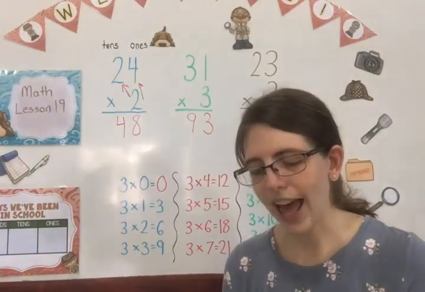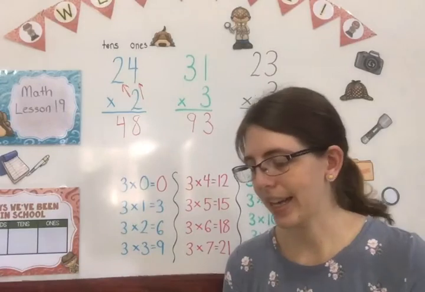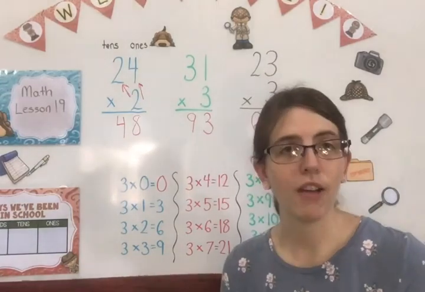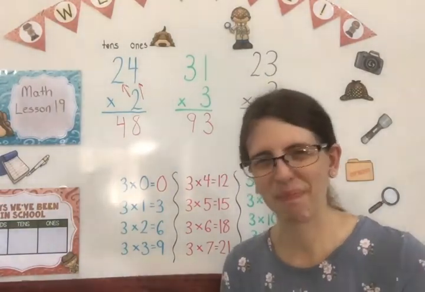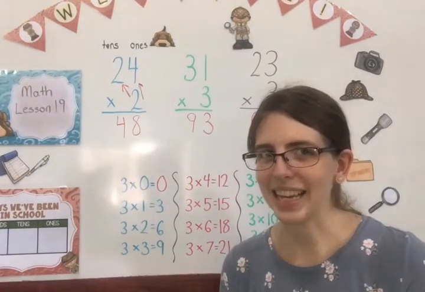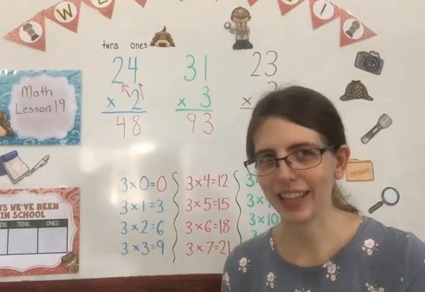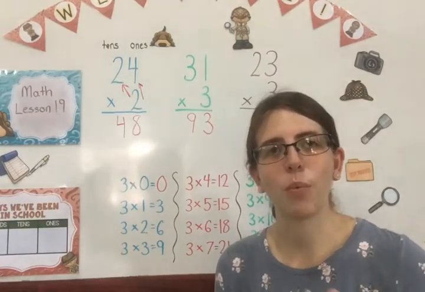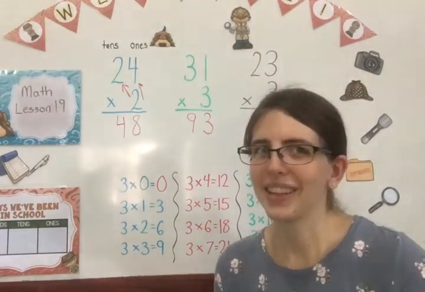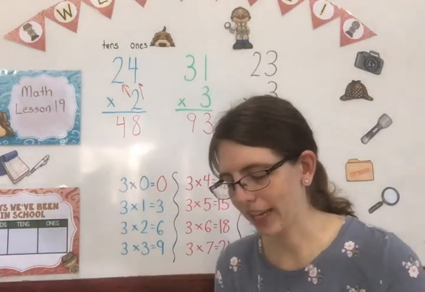So letter A says 12 minus blank equals 6. What should that be? 12 minus what equals 6? How many do I have to take away from 12 to equal 6? And write your answer in the blank.